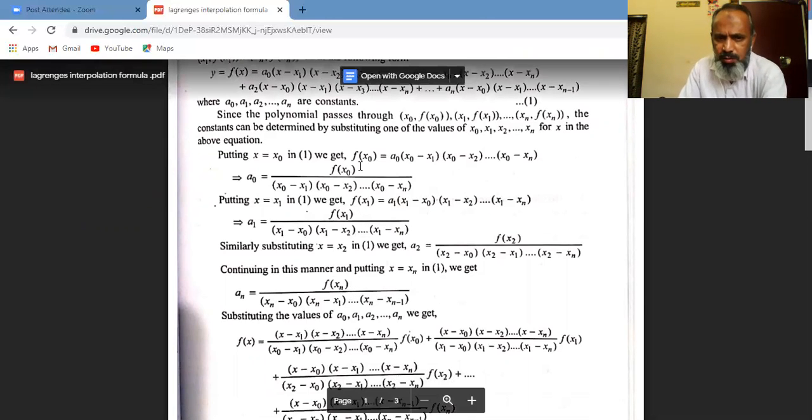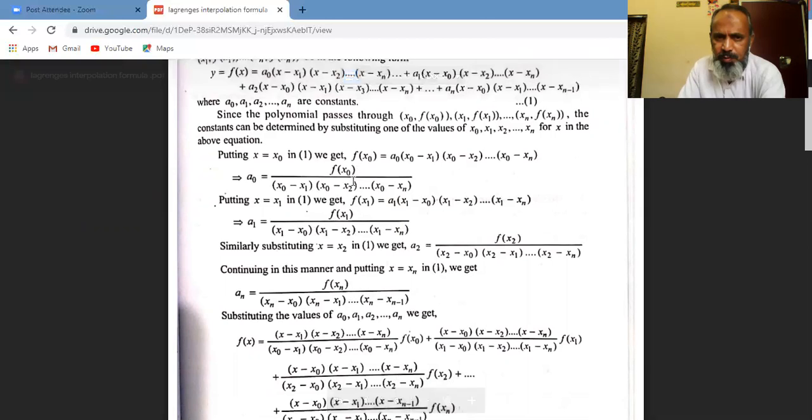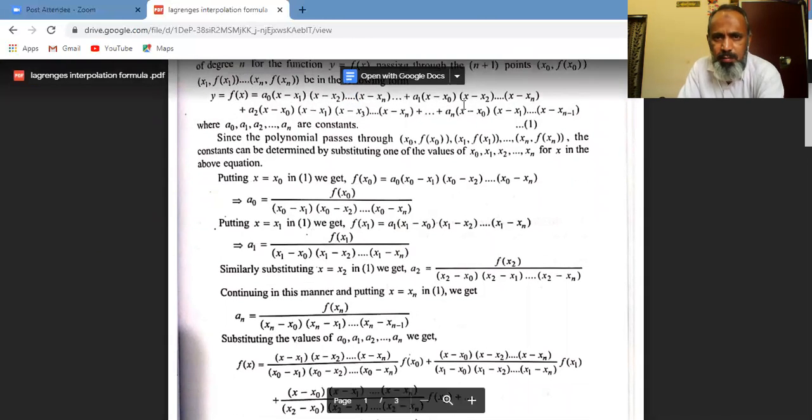So these are the constants which were to be determined. So we have determined all the constants. Now substitute these values of constants a0, a1, a2, a3, up to an in the function, that is 1. We get the polynomial known as Lagrange's interpolation polynomial. So we are substituting here.